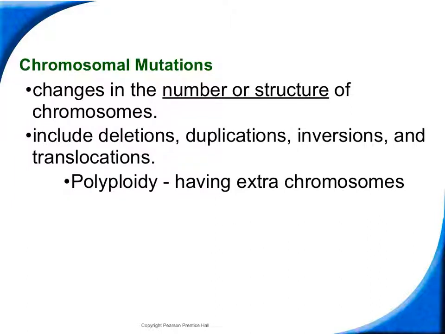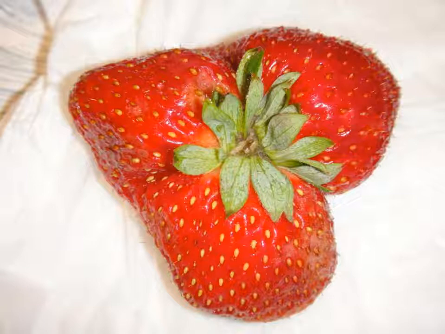A new word, polyploidy, having extra chromosomes. Very, very common in plants and in animals, even in us. Some genetic diseases and disorders are caused by polyploidy, and I have a couple pictures to show you on the following. So here's an example of polyploidy in strawberries. You've probably had strawberries like this, where it seems like two or more strawberries are growing together, and that is actually a genetic mutation. So you've eaten mutant strawberries.